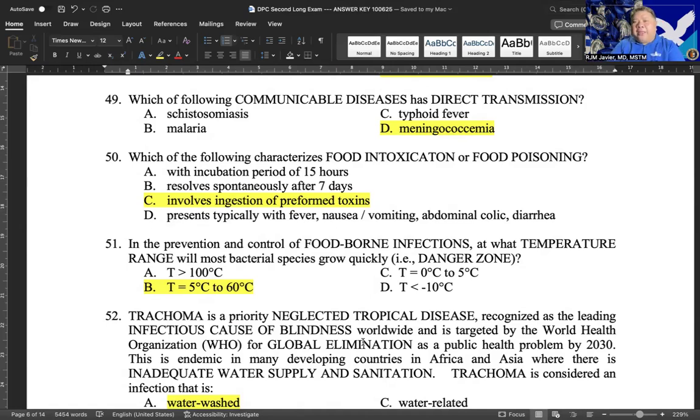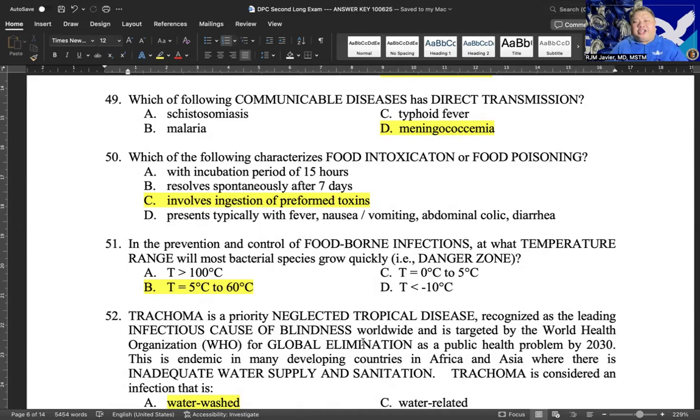So that is why we need to differentiate your direct transmission involving your droplet spread, and this is exemplified by your meningococcemia, versus your indirect transmission, as exemplified by your airborne droplet nuclei, as exemplified by your measles and your tuberculosis. Which of the following characterizes your food intoxication or food poisoning?